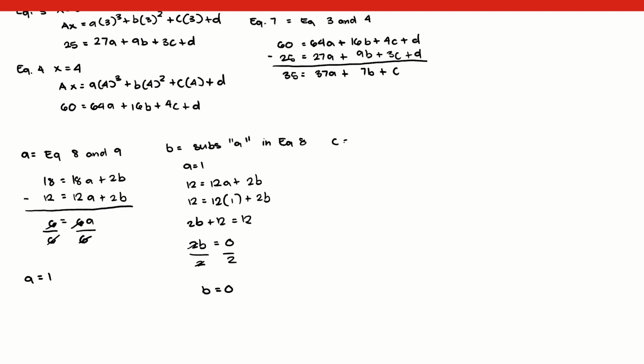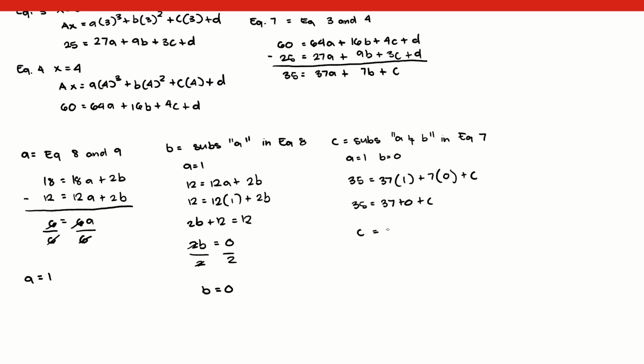To find the value of c, let's use equation 7 and substitute the values of a and b, wherein a equals 1 and b equals 0. 35 equals 37 times 1 plus 7 times 0 plus c. 35 equals 37 plus c. 35 minus 37 equals c. So our c is negative 2.